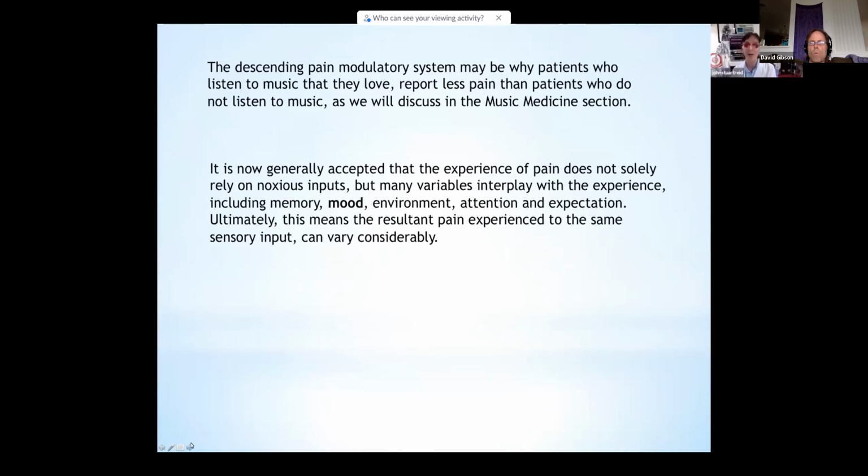There's another section to this presentation that we don't have time for today, but all concerning music medicine, which of course is a new term in clinical medicine today. It's now generally accepted that the experience of pain does not solely rely on noxious inputs, but many variables interplay with the experience, including memory, mood, environment, attention, and expectation. And ultimately, this means that the resultant pain experienced to the same sensory input can vary considerably.